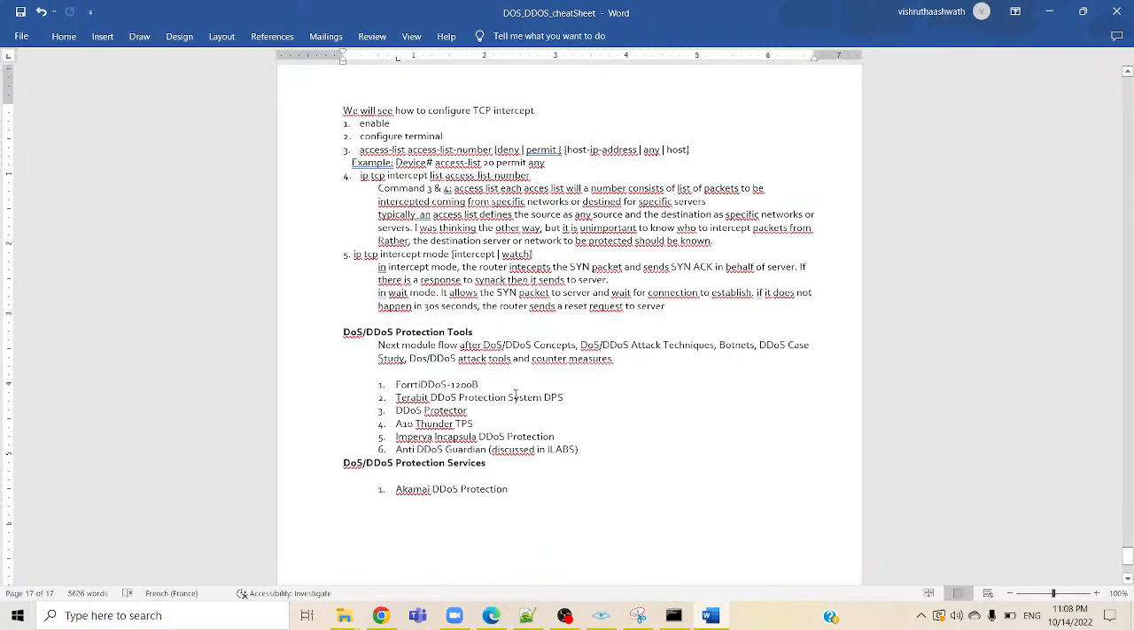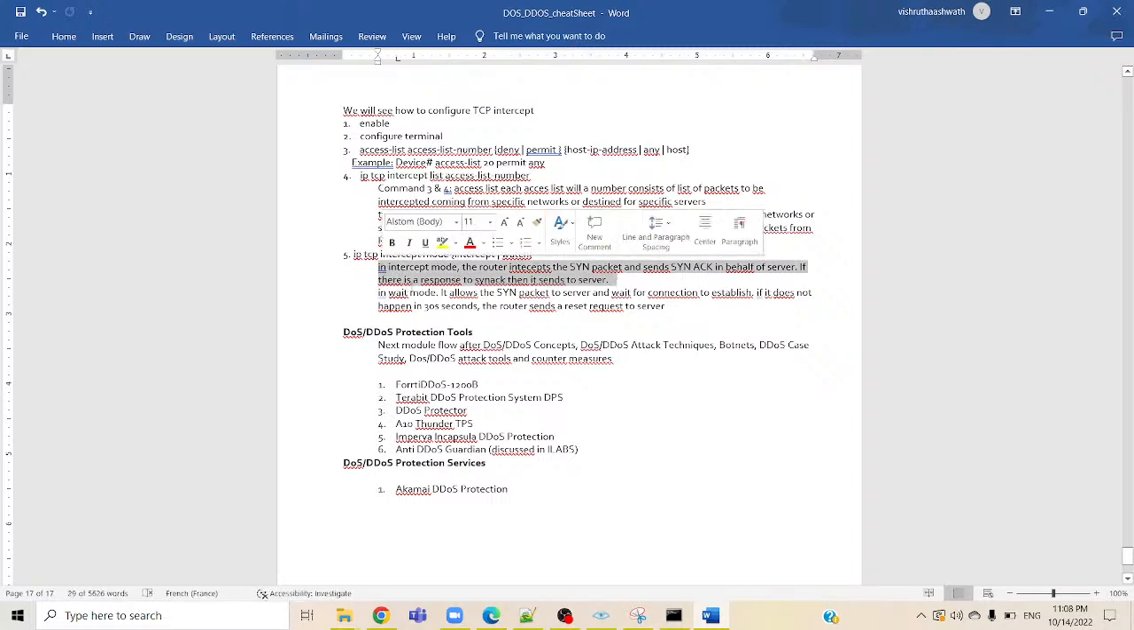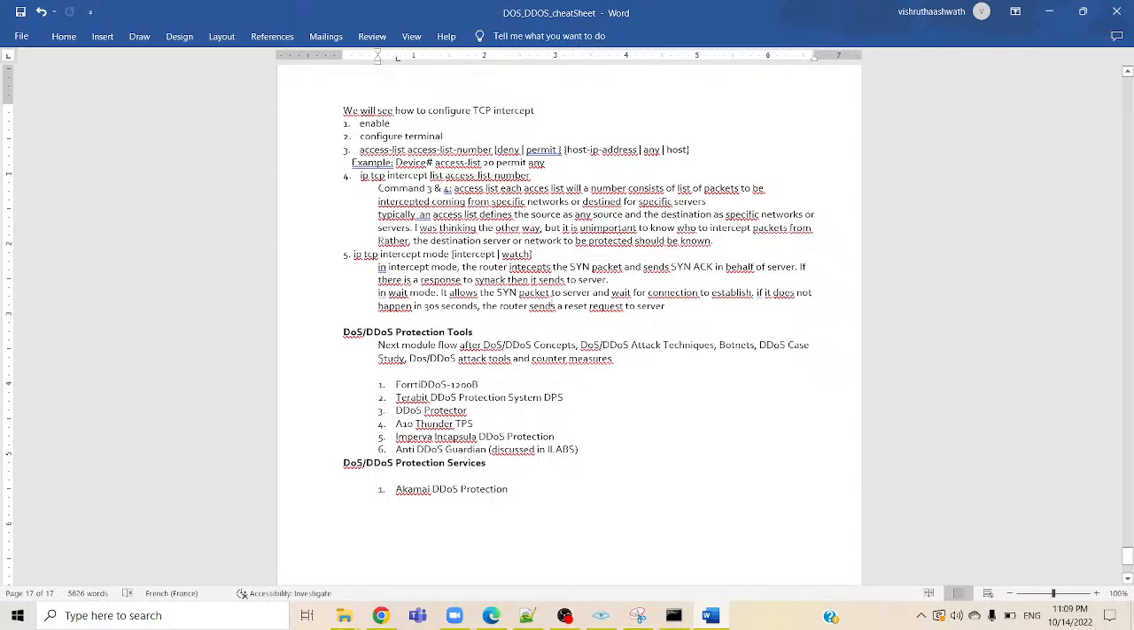In intercept mode, the router intercepts the SYN packet and sends SYN-ACK on behalf of the server. If there is no response to the SYN-ACK, then it does not send it to the server. If there is a response to the SYN-ACK, then it sends it to the server. In watch mode, it allows the SYN packet to the server and waits for the connection to establish. If there is no connection established within 30 seconds, the router sends a reset request to the server to close the connection.